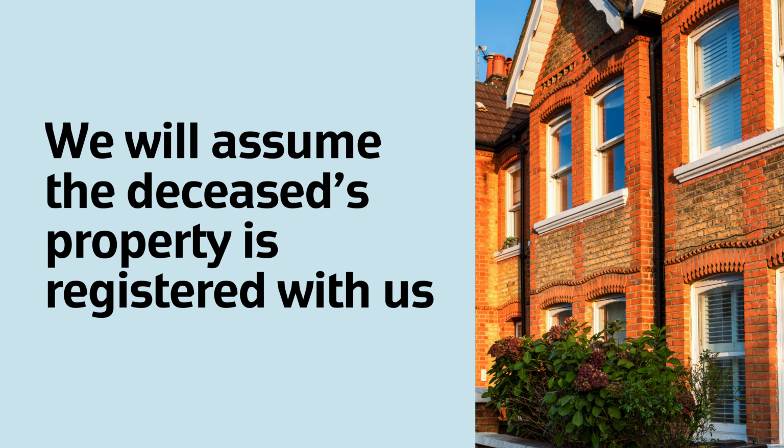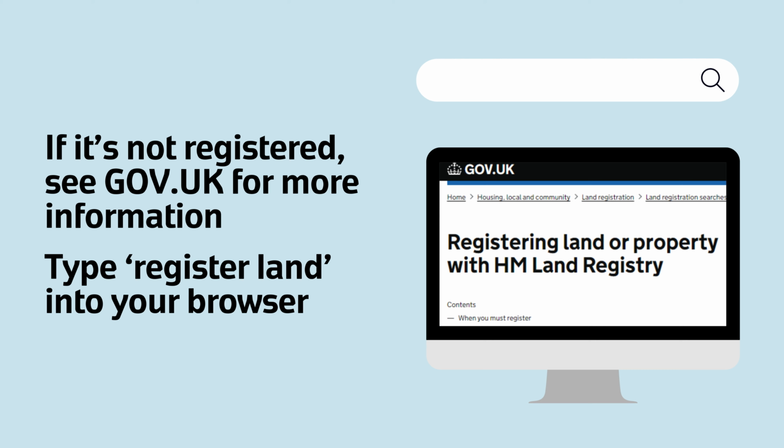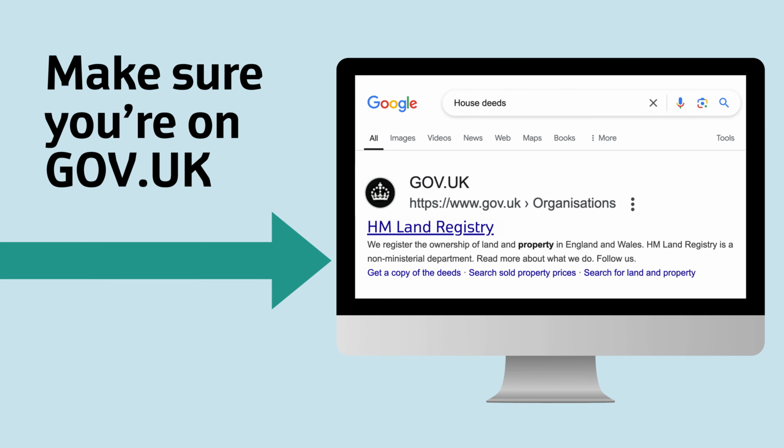In this video, we will assume the deceased's property or land is registered with us. If it's not registered, head to our website gov.uk for more information about what to do. Simply type Register Land into your browser. When you're looking for HM Land Registry information, always make sure you're on gov.uk.